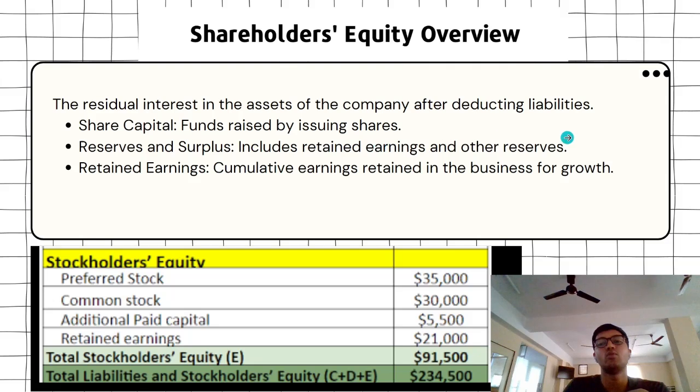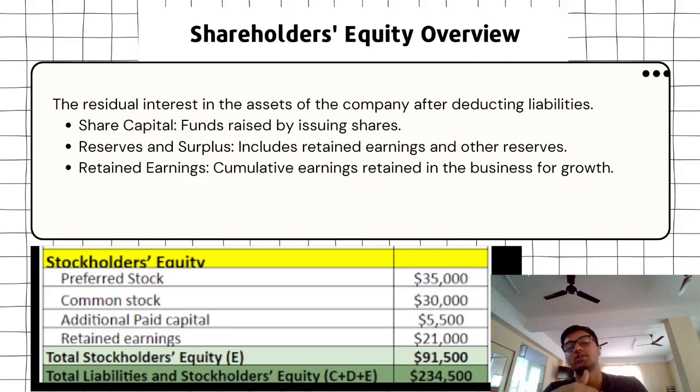And reserves and surplus include retained earnings and other reserves. Whatever example I was giving you, 1 crore rupees I sold, and 90 lakh was my expenditure. So that was my income and expenditure. My profit was 10 lakh rupees. This 10 lakh rupees, if I'm again investing into the business, that is called retained earnings.